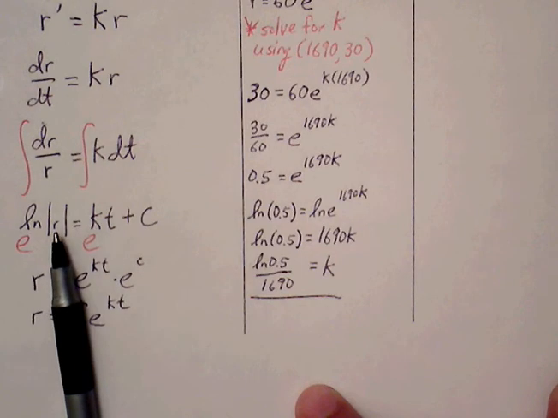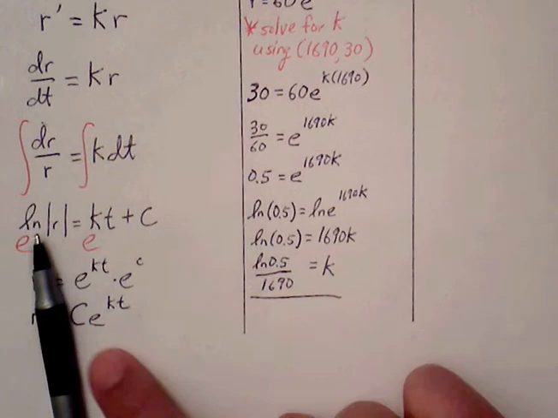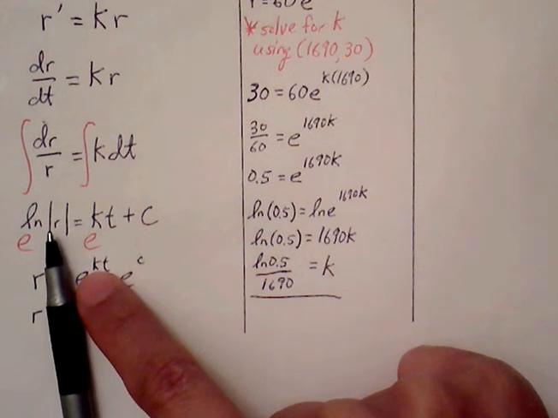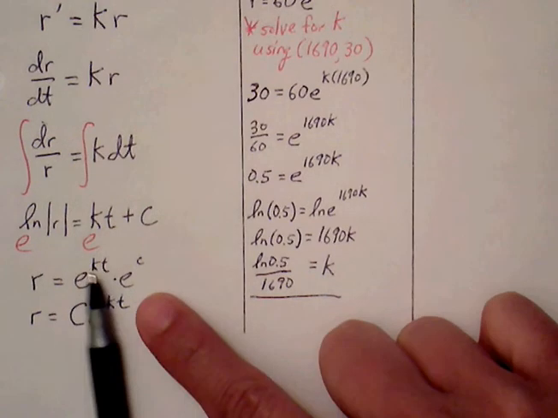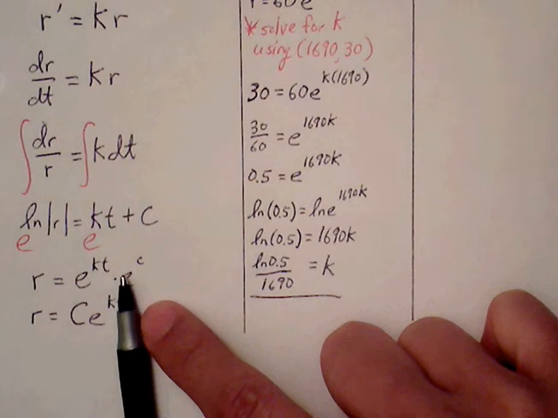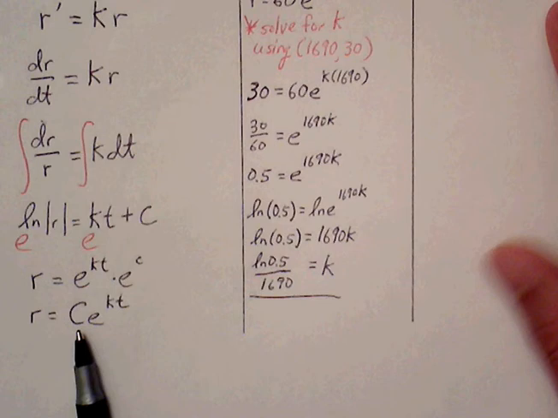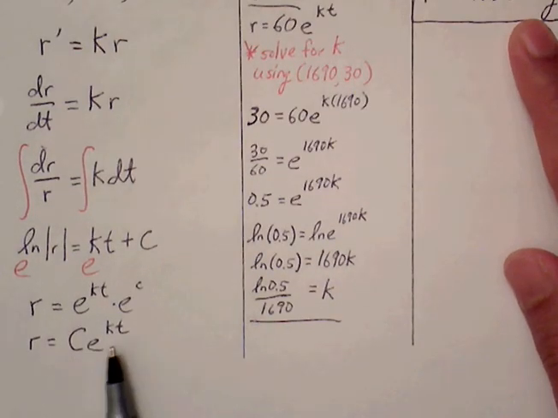We want to solve for r, but r is stuck inside this natural log function. So to get it out, we're going to exponentiate both sides because we know e to the ln of a value is going to cancel out to be just that value. So r is equal to e to the kt times e to the c. And then this is a constant that we can represent by just c and pull that in front. So r is equal to ce to the kt. We have our general equation. Now we're going to use the ordered pairs available to us to help us solve for c and then to solve for k.